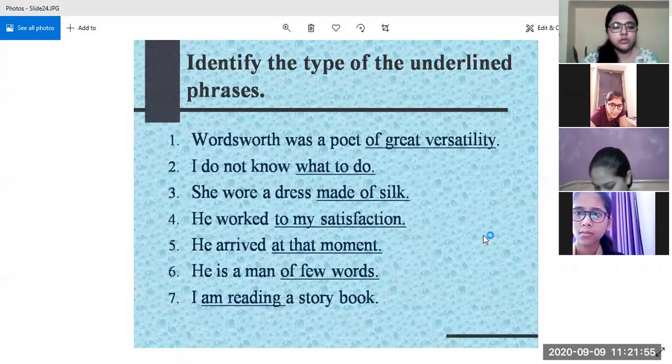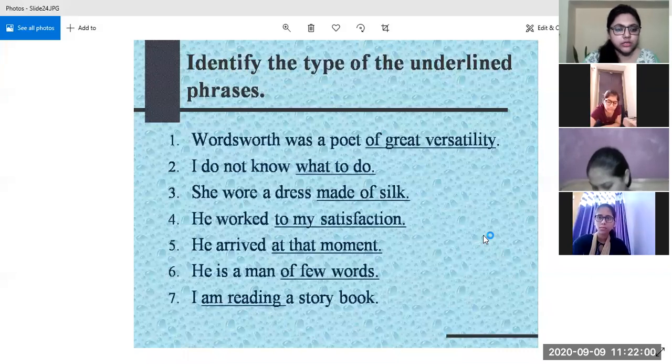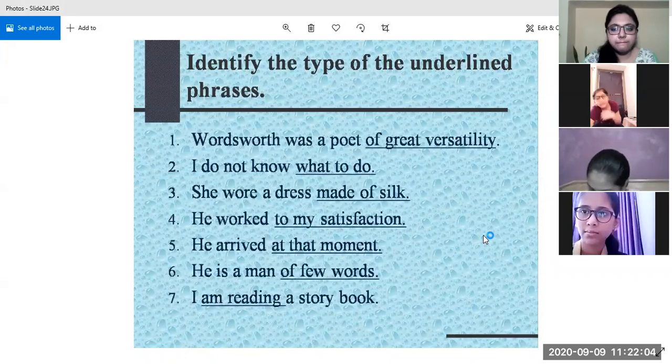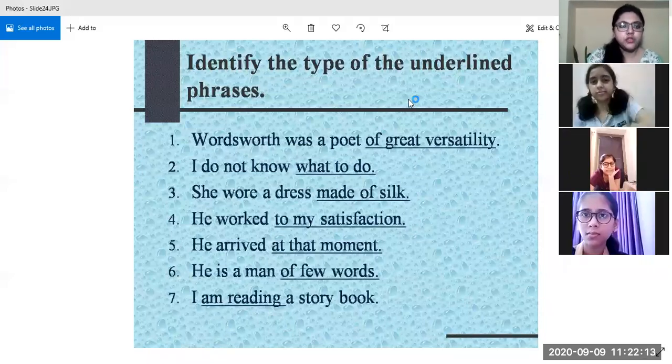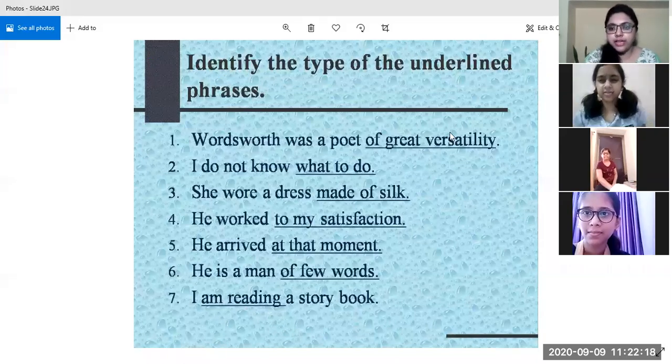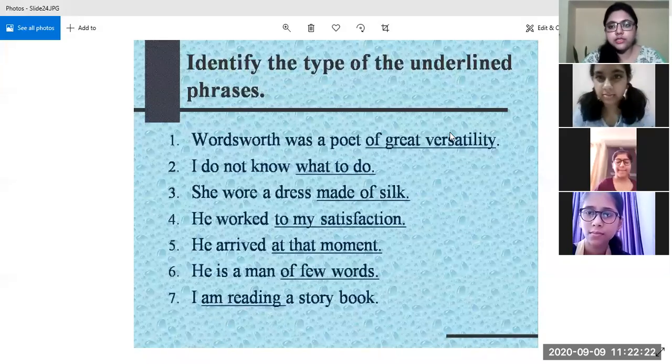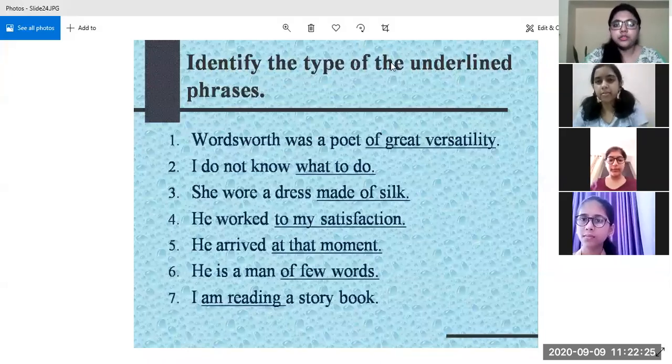I am reading a storybook. Who will give the answer to this? Am reading is what? Yes, Sanvi. It is a verb phrase. Very good. Correct. So now I think you people have understood. You could identify the phrase, the type of phrase, and you could find out the phrase from the sentence. So thank you everyone.